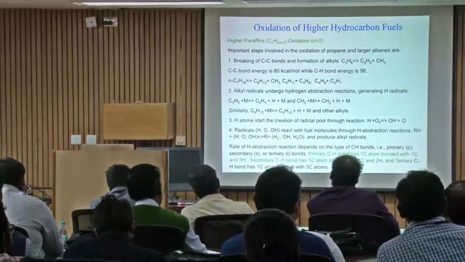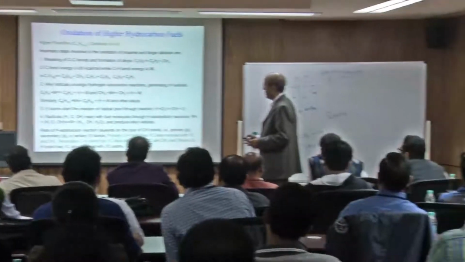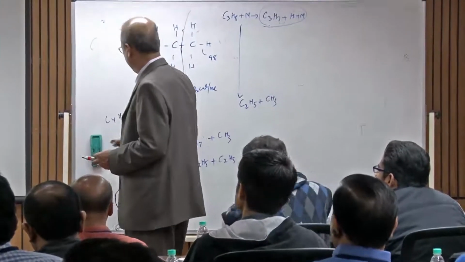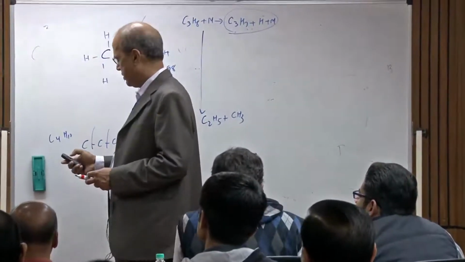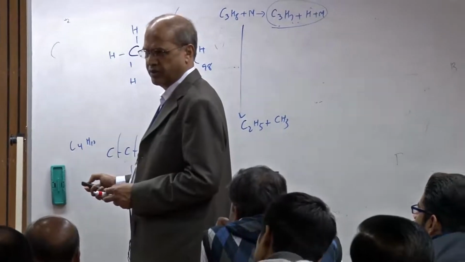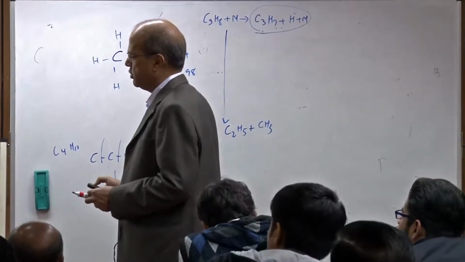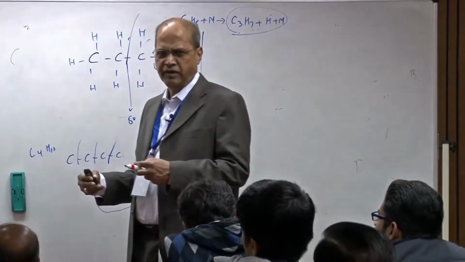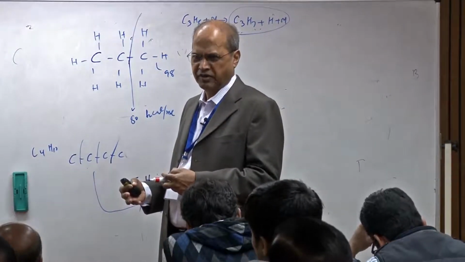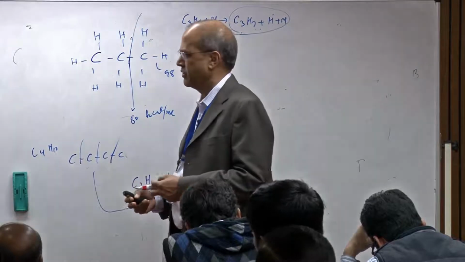So for heptane, you can have C6H13 plus CH3. That means the first CC bond is broken. Or you can have C5 or C4. So that means if you have larger hydrocarbon, there are more intermediate hydrocarbon species which are produced.